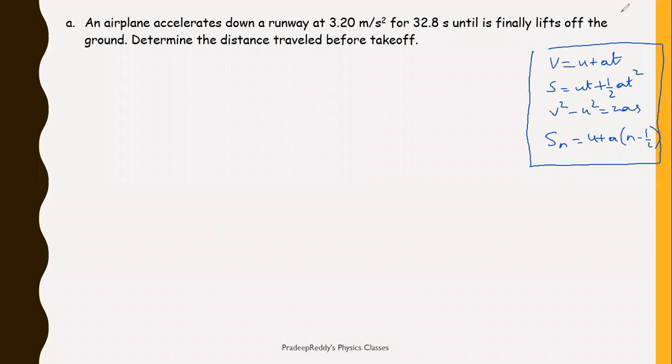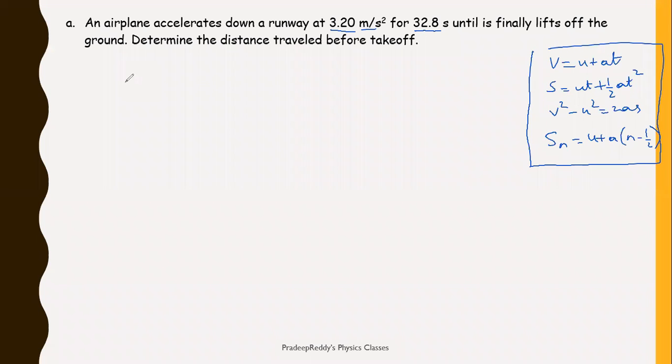Students, we will be solving a few problems on these equations of motion in today's session. As a part of that, in the first problem it is mentioned that an aeroplane accelerates down a runway at 3.2 meter per second square for 32.8 seconds until it finally lifts off the ground. Determine the distance traveled before the takeoff.